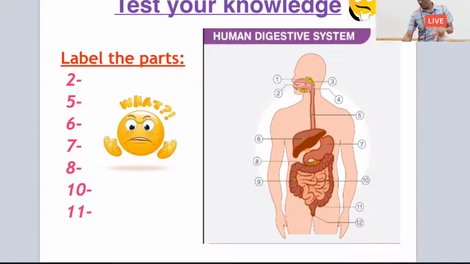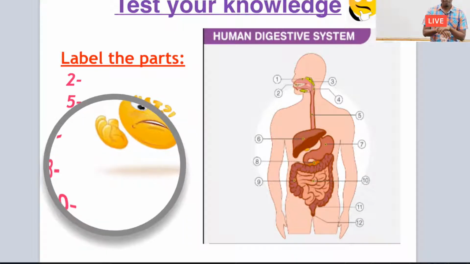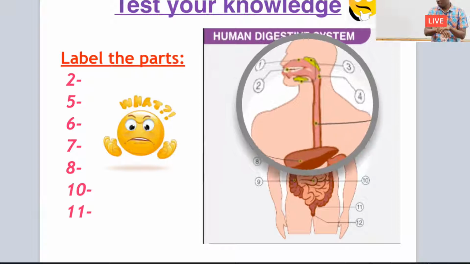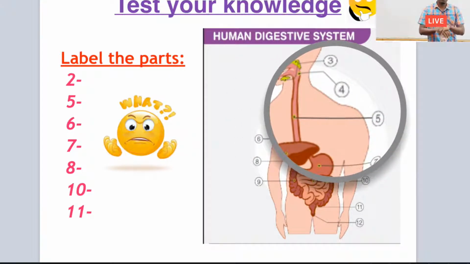There you go. You had to label 2, 5, 6, 7, 8, 10, and 11. So let's start with number 2. Who can tell me the part labeled number 2? I'm hearing the tongue. It's actually not a bad guess, but it's the teeth. Let's look at the next one, number 5. What will be number 5? Look at it carefully. That one is easy. Remember the word peristalsis? Contraction, relaxation. Very good. The esophagus. Absolutely correct.